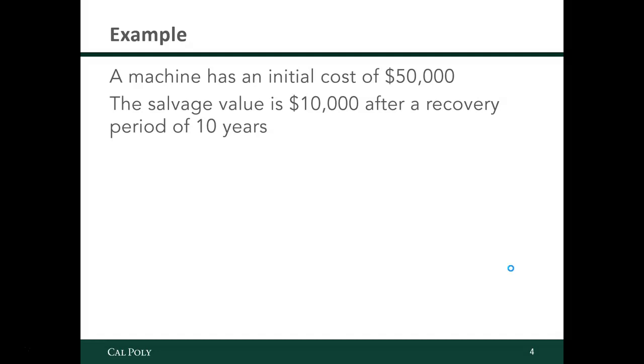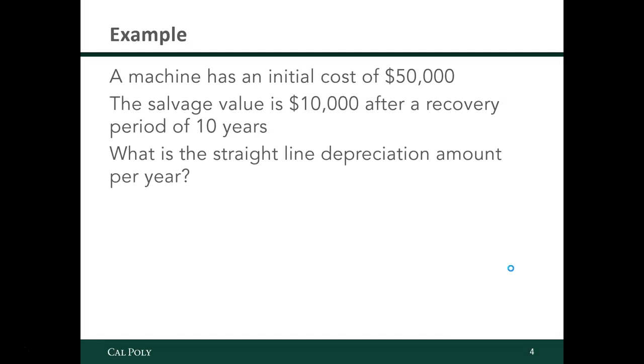You're not going to be able to claim all of that amount as an expense in year one, nor after 10 years will you have been able to claim the full purchase cost of the item, because it's still worth something. It still has a salvage value. The depreciation basis is not the full purchase cost. What's the straight line depreciation amount per year?